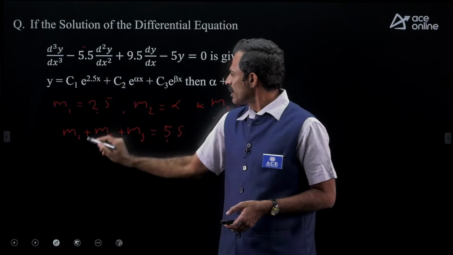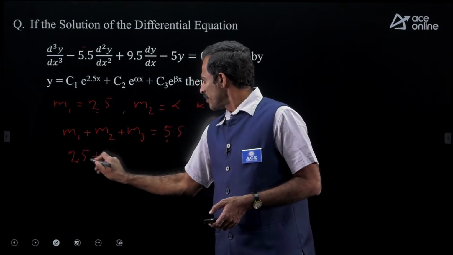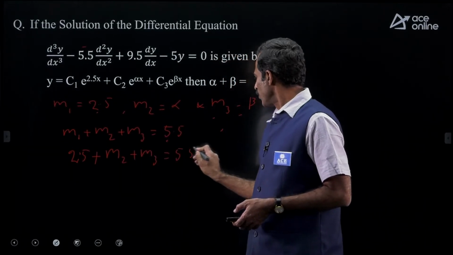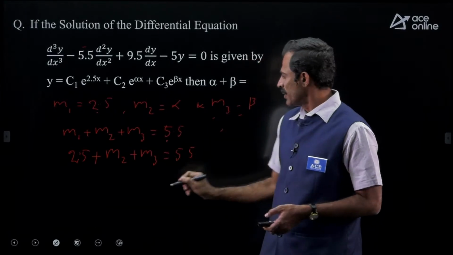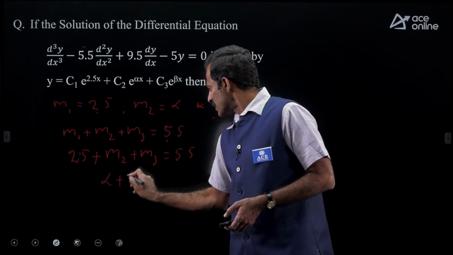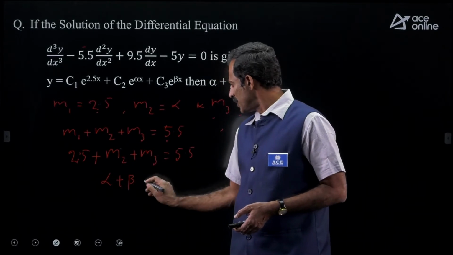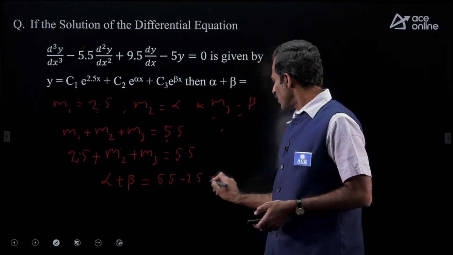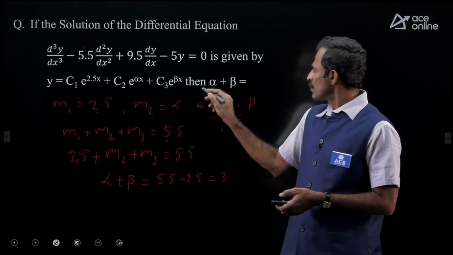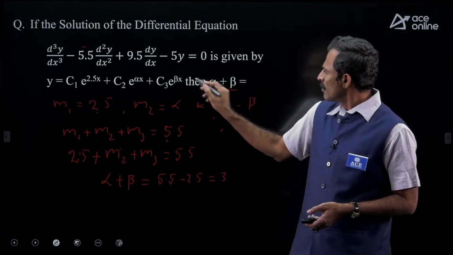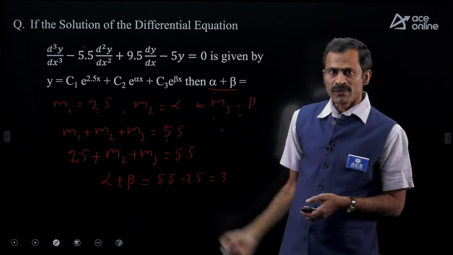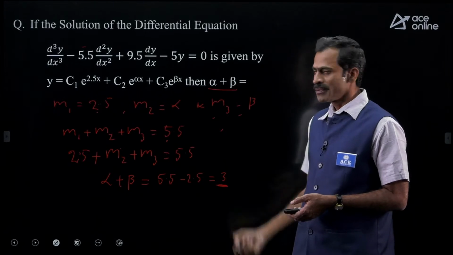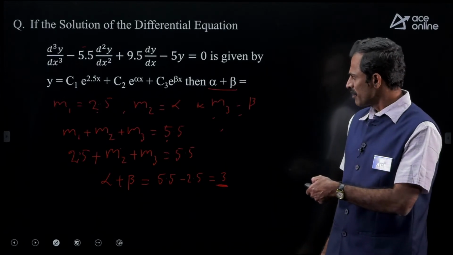But m1 is already known, so 2.5 plus m2 plus m3 equal to 5.5. The other two roots are alpha and beta only, with m2 equal to alpha and m3 equal to beta. So alpha plus beta equal to 5.5 minus 2.5, which is equal to 3. We were asked to find the sum of the two unknowns, which are the roots of the auxiliary equation of the differential equation. So the sum of the two unknowns is 3. This is our answer. Now we go to the next question.